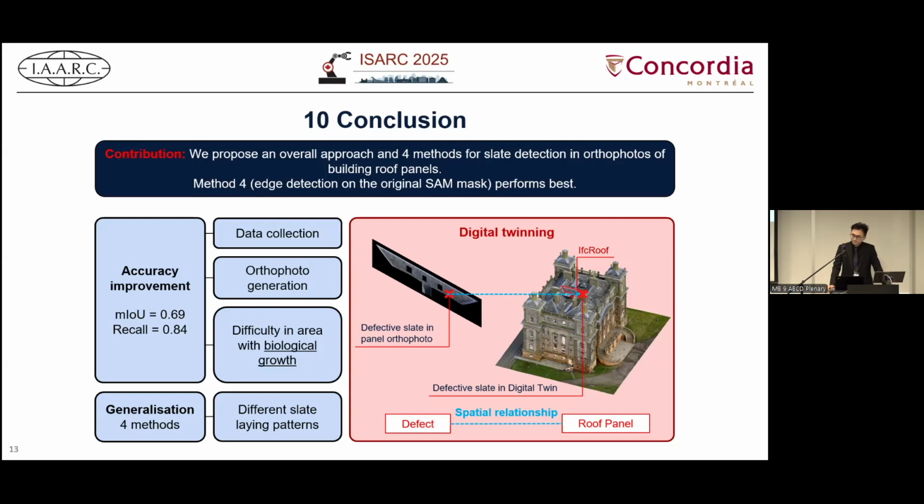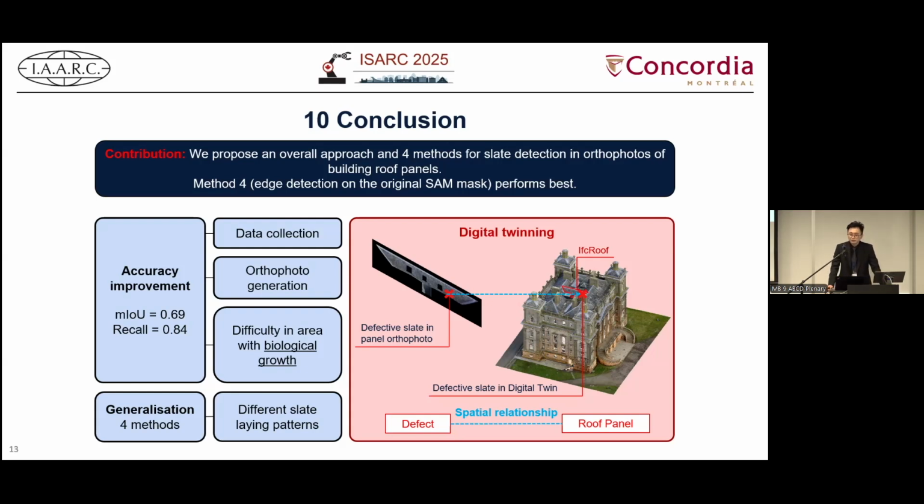However, the performance is not yet good enough for practical use, and there are a few directions where improvements could be made. First of all, the data collection: we definitely need more examples to increase the size and the representativeness of the dataset. Secondly, we could improve the orthophoto generation and the final quality of it. And finally, we need to improve the robustness, especially in the biological growth defect area. It should also be noted that although we picked method 4 as the best among them all, the other 3 could still be useful because the roof patterns can be different. For example, slates could be laid not only in a horizontal way, they can be in fish scale patterns.